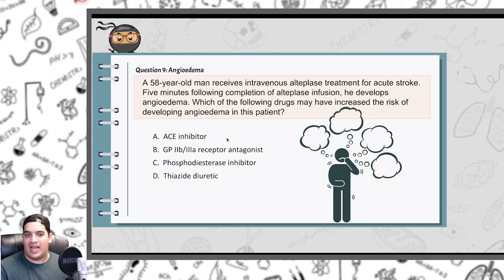ACE inhibitors naturally increase bradykinin by inhibiting its breakdown. They end up causing higher levels of bradykinin, causing vasodilation, increased capillary permeability, and swelling of the upper airway structures, which can definitely be precipitated when a patient gets a TPA infusion for a stroke. It actually has a double whammy effect. It's kind of frightening sometimes when you see it, but it would be an ACE inhibitor.